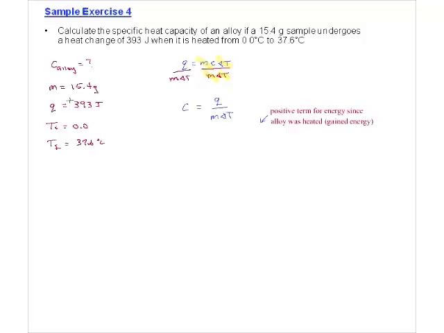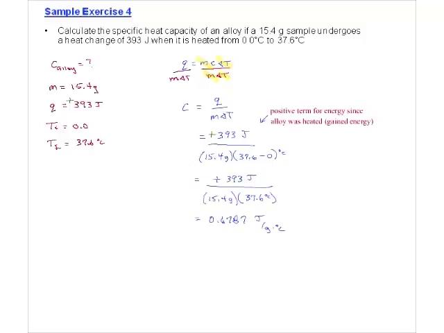All right. I put my values in, and in this case, we have to say that it's a positive term for Q here because it's telling me that it's warming up. It's going from 0 to 37 degrees, so it's getting heated up. So it's going to be a gain of energy, so a positive 393. When we do our calculation, okay, the specific heat capacity works out to be 0.6787 joules per gram degree Celsius. There we go, 3 significant digits.